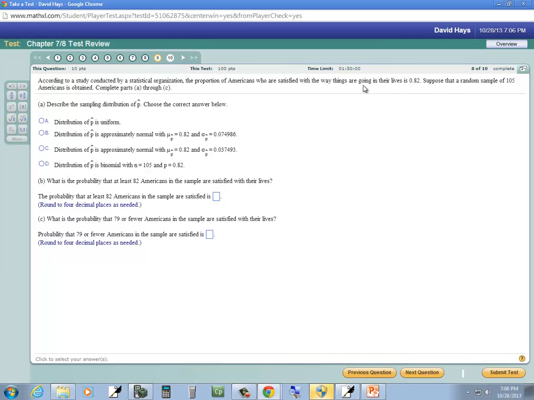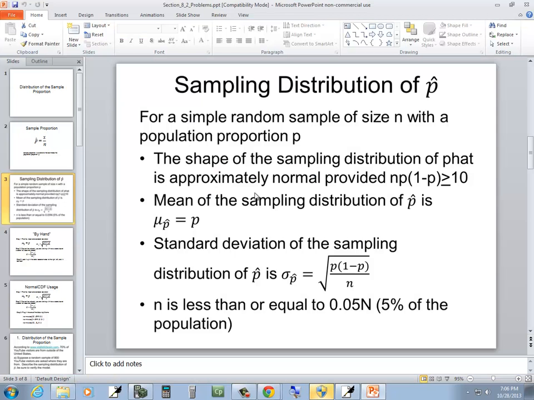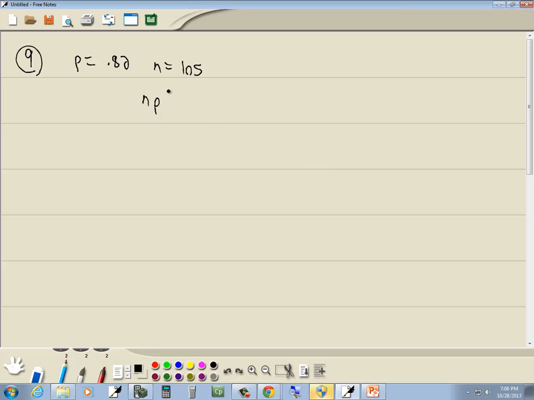Suppose a random sample of 105 Americans. Now, for us to do this approximation, well, I shouldn't say approximation. It's not the 0.5 correction. I don't want you thinking that. It is taking something that involves n and p, like proportion, and using normal for it, but it's not exactly the same as the other. So n times p times 1 minus p has got to be greater than or equal to 10 in order for it to be normal.